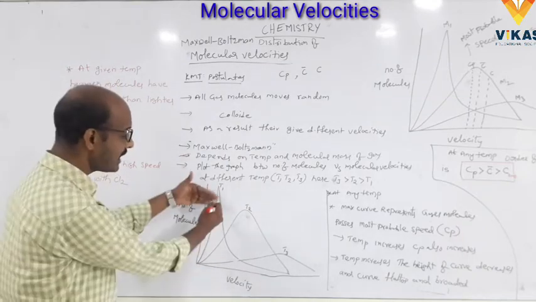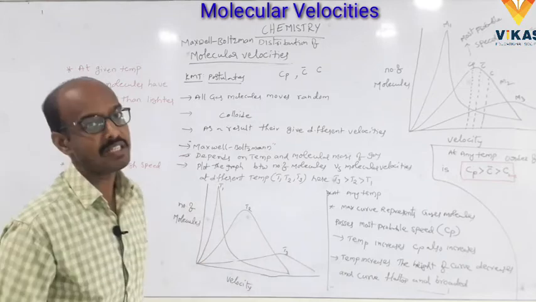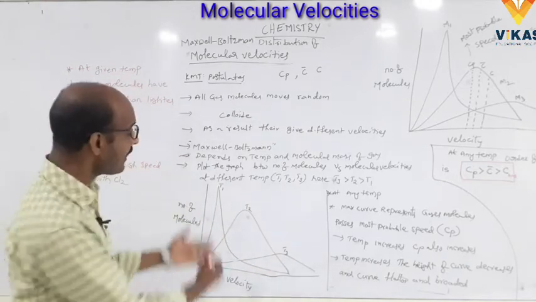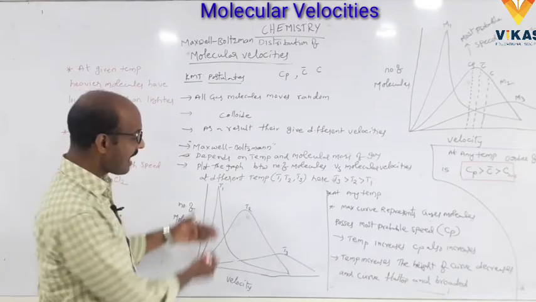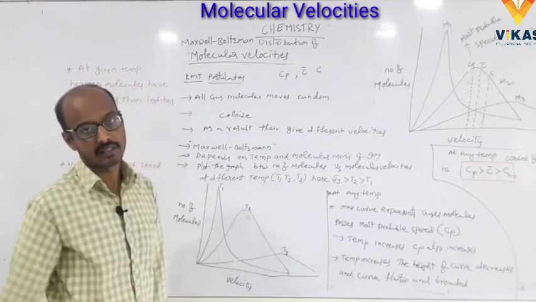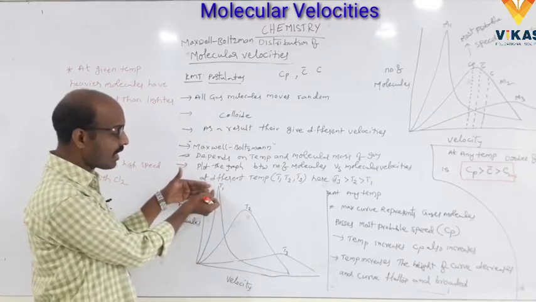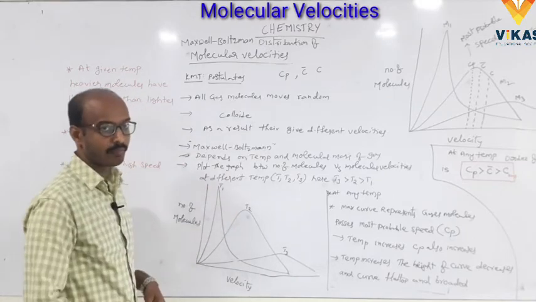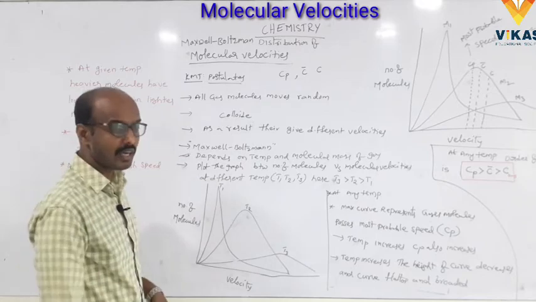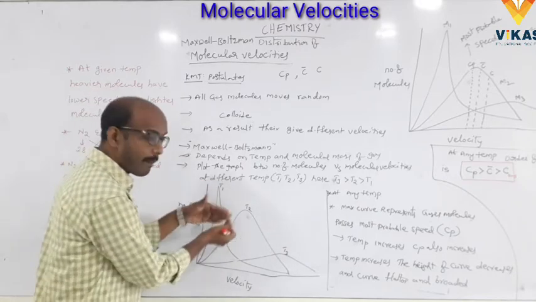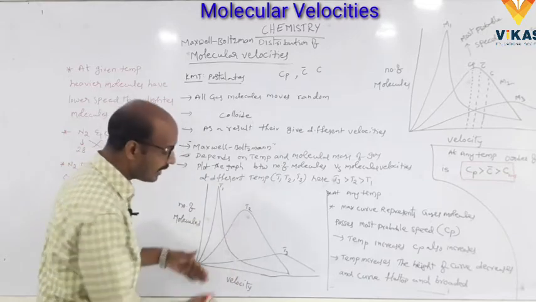What happens? The temperature increases. It gives the different velocities, that means lower velocity and higher velocity. As the temperature increases, the graph's maximum curve decreases. As the temperature increases, the curve decreases, and the curve becomes flatter and finally broadened.